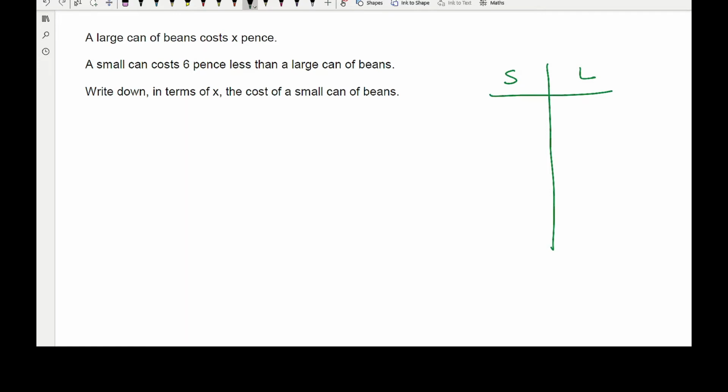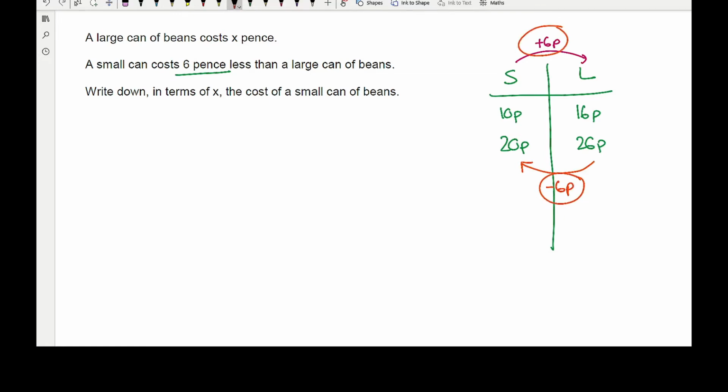Now again, if a small can costs, let's say, 10 pence, then a large can, well, if it's 6 pence less, is going to cost 6 pence more, so that's going to be 16 pence. If this was, let's say, 20 pence, then the large can is going to cost 26 pence. So from looking at the numbers, to go from small to large, I need to add 6 pence, and then to go in the opposite direction, from large to small, I've got to take away 6 pence.